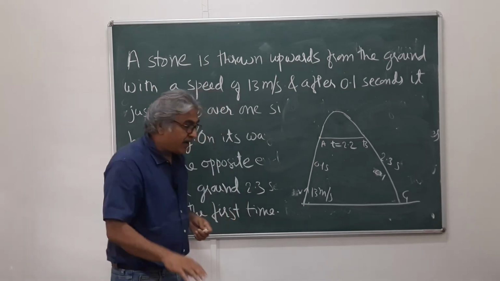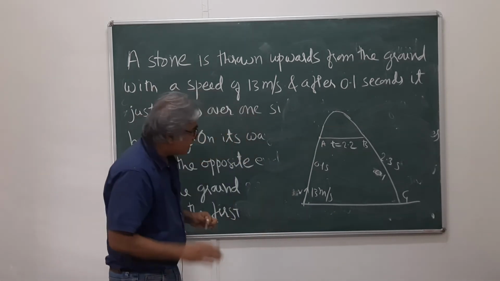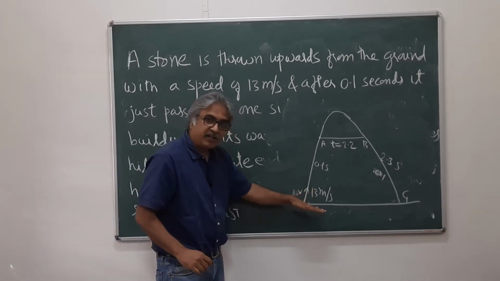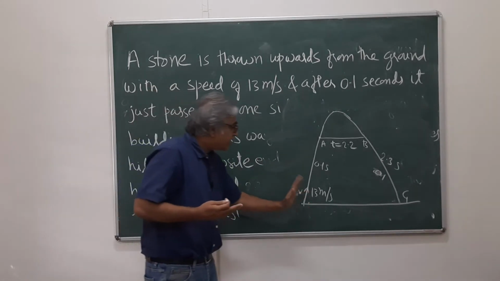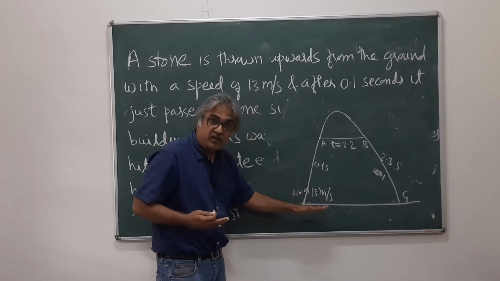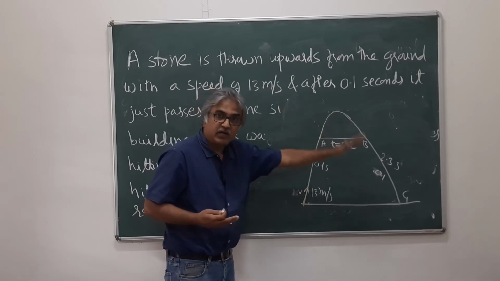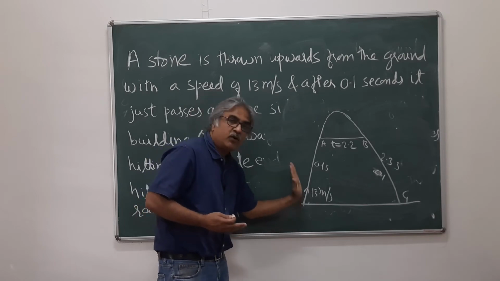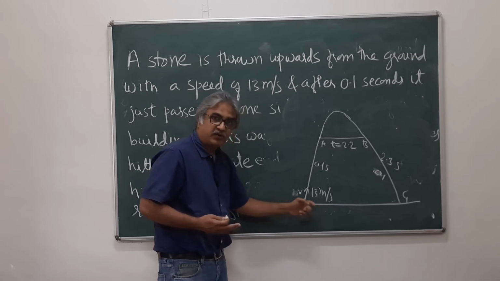Now to find out that, what you should see here is this. You know this is 13 meters per second, right? So its horizontal component is nothing but the horizontal velocity, and there will be some vertical component. Because we want to find out the horizontal component of this velocity, which will be constant throughout, just try to find out the vertical component of the velocity. Then you can find out the horizontal component.